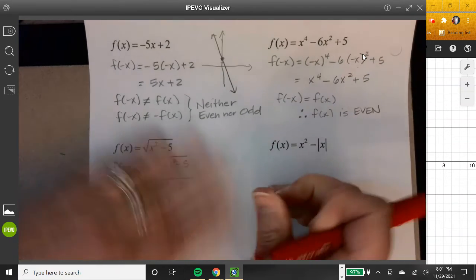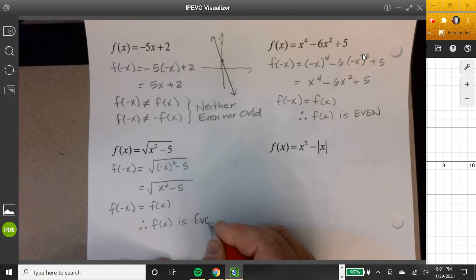Now, if I'm going to stay all capitals, I should stay all capitals, right? It's even.